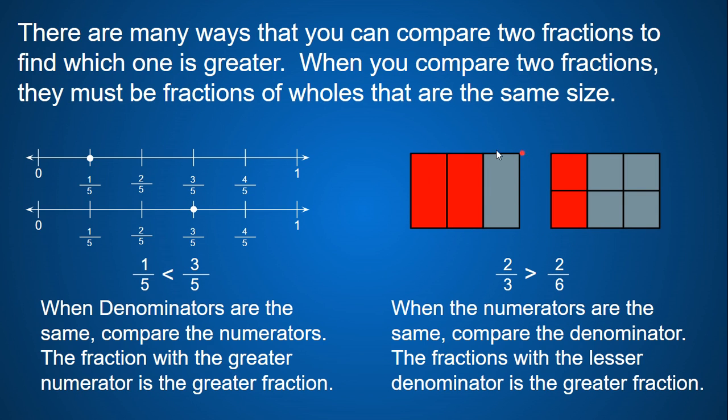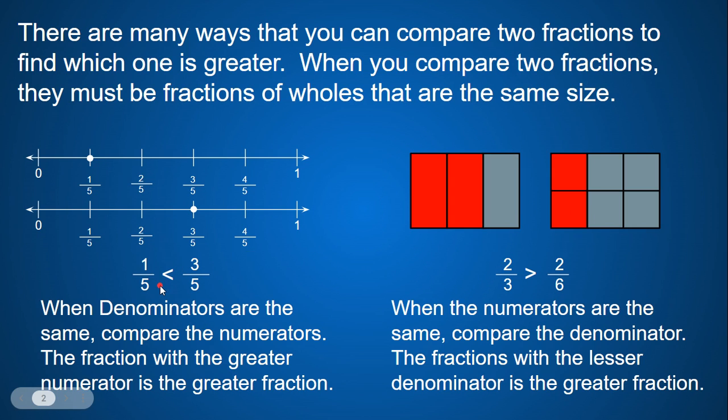Once again, both of our wholes are exactly the same size. Like if I have a large pizza and a small pizza, I can't compare 2/3 of the small pizza versus 2/6 of the large pizza because our wholes are different sizes. This whole and this whole are the same size. So you can see that 2/3 of this whole takes up this much. 2/6 of this whole only takes up this much. So we can see that 2/3 is the larger fraction.